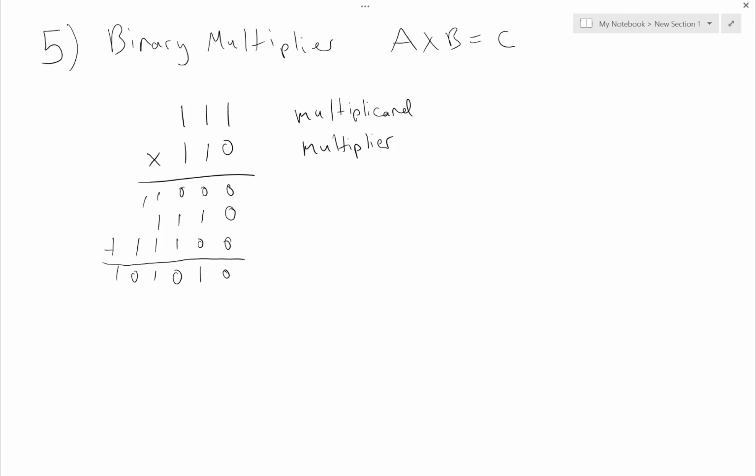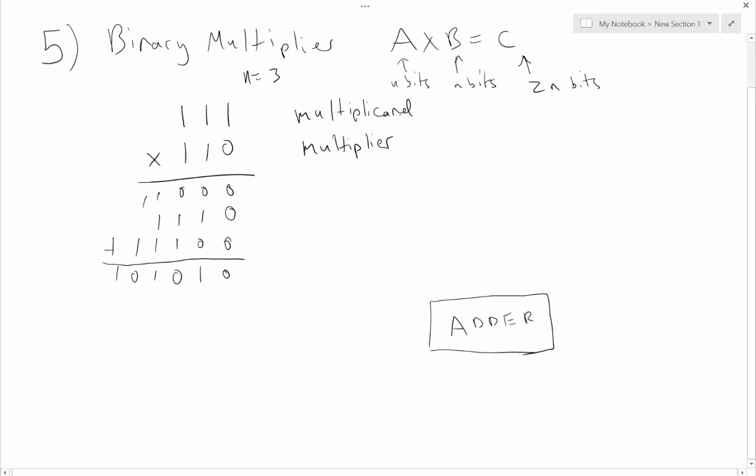Okay, so this is with n equal to 3. If in general I have two n-bit numbers that I'm multiplying together, then I'm going to need at least 2 to the n bits for my resulting product. To build a sequential circuit that does this multiplication, I'm definitely going to need an adder, and I can use a register for storing the multiplicand, the multiplier, and also my intermediate sums or the product.